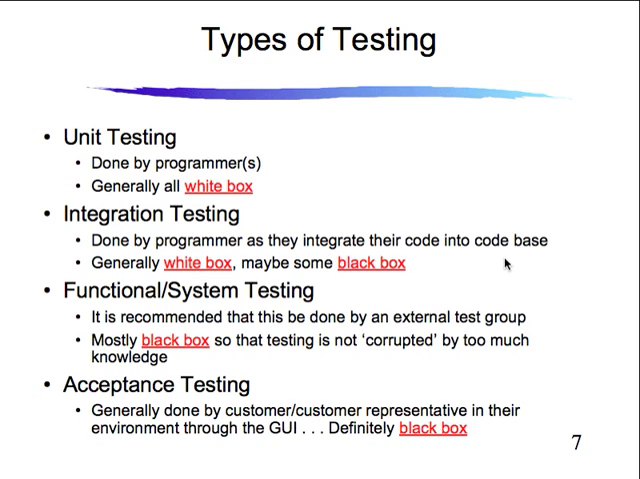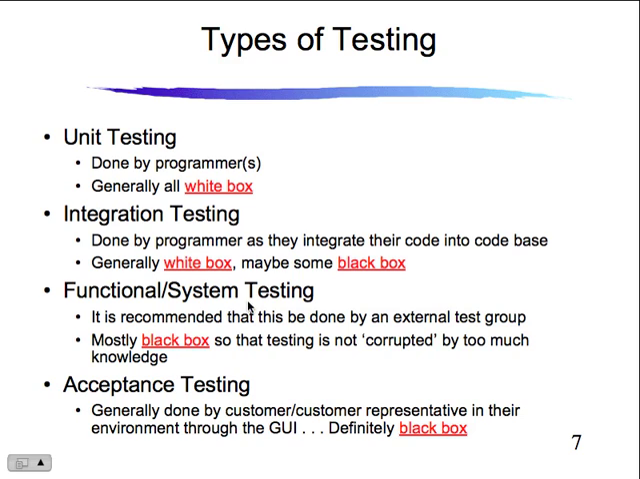Programs do make errors, so if it just crashes every so often, it might not necessarily be a big deal, but it might be a big deal to an end user. So the external group, they don't have blinders on. So it's mostly black box, so that the testing is not corrupted by too much knowledge as well. Outside people don't know what it's supposed to do.